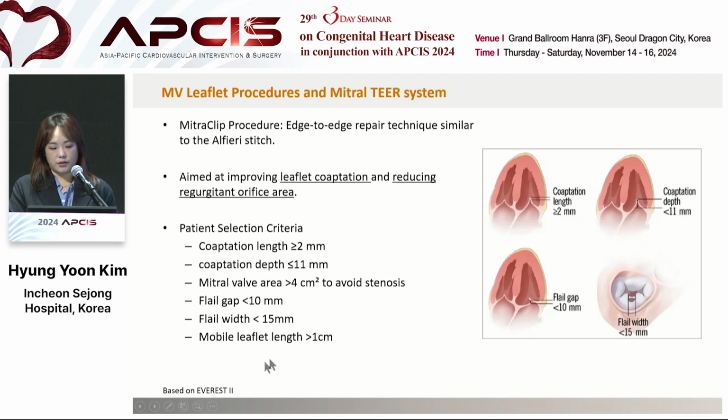Based on the result of EVEREST-2, coaptation length, depth, flail gap, and flail width have criteria that favor the procedure. So like this figure, coaptation length greater than 2 millimeter, depth less than 11 millimeter, flail gap less than 10 millimeter, and flail width less than 15 millimeter is considered favorable.